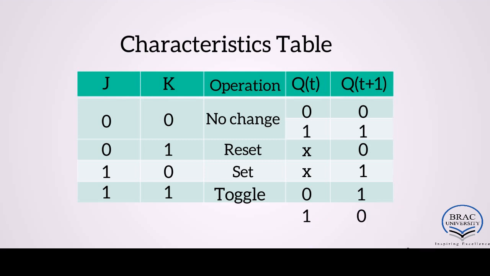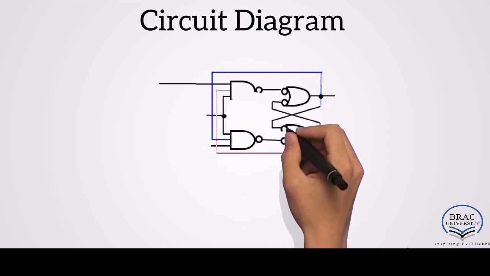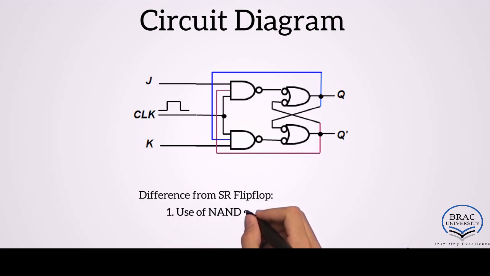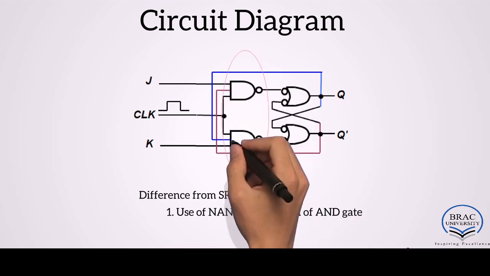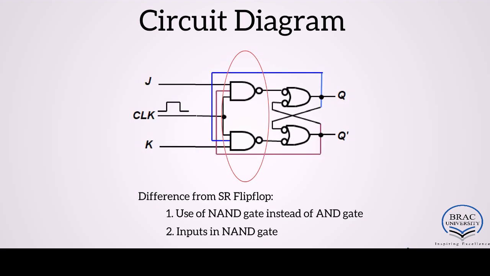Now, in order to implement this toggle, we need to make two changes in the circuit diagram of SR flip-flop. So in JK flip-flop, firstly, we use NAND gates in place of AND gates. Next, we pass three inputs inside the NAND gates. The first input is either J or K, the second input is the clock, and the last input is either Q or Q prime. Q and Q prime are basically the present states.